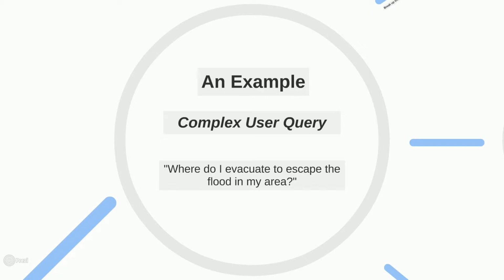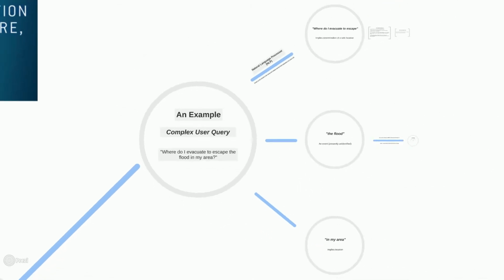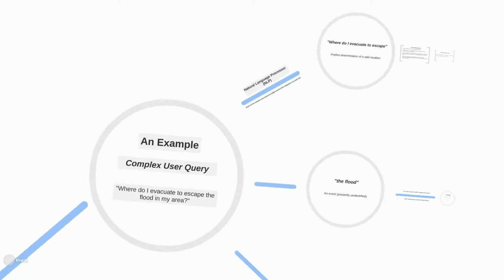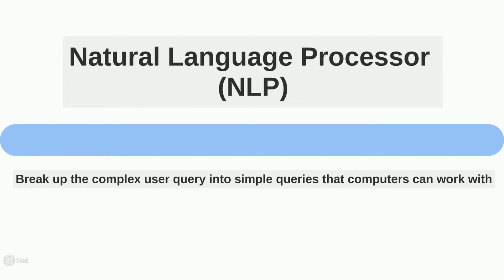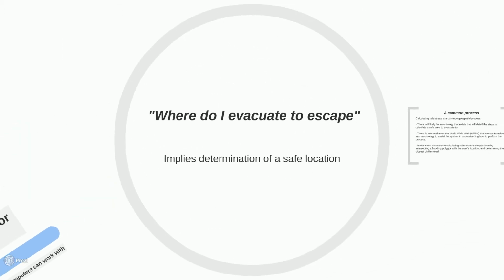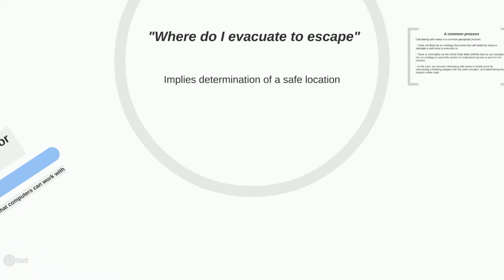First, we break the query up into simpler pieces so that the system is able to understand the queries a bit better. This can be done via a natural language processor. The first query that the natural language processor extracts is, where do I evacuate to escape? This implies the determination of a safe location. The second bit that is extracted is simply the flood.